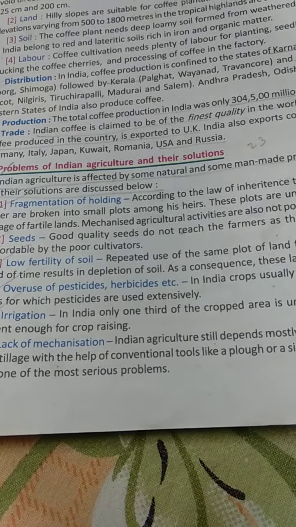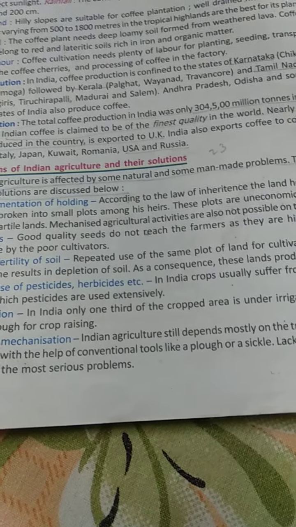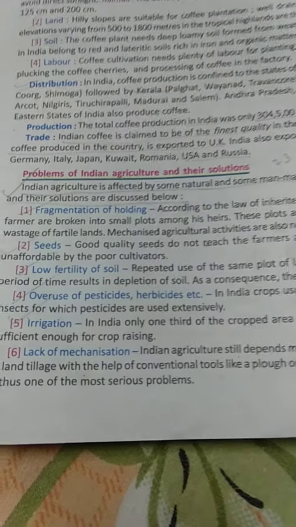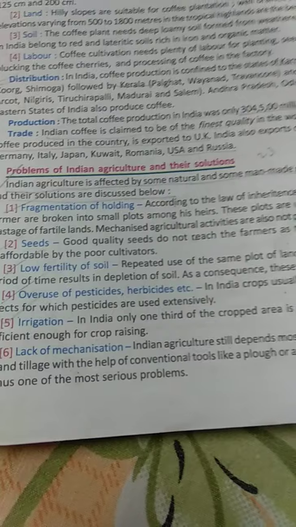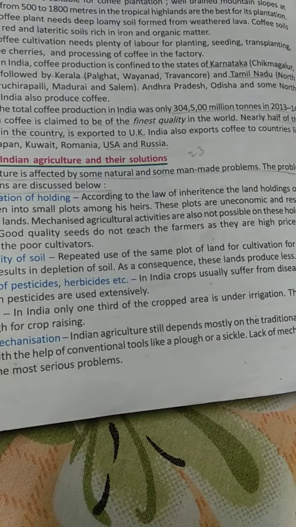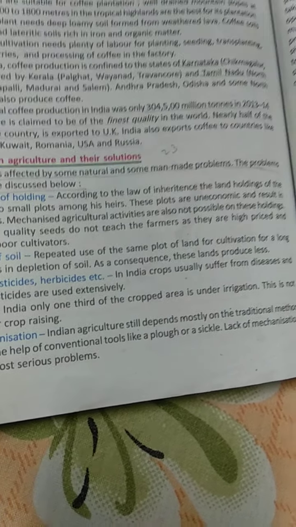Next is overuse of pesticides and herbicides. Indian crops usually suffer from diseases and insects, for which pesticides are used. If they are used to a great extent or overused by the farmers, then it also harms the cultivation.